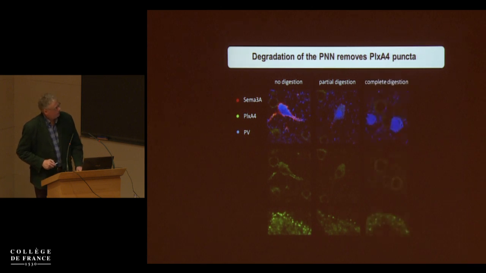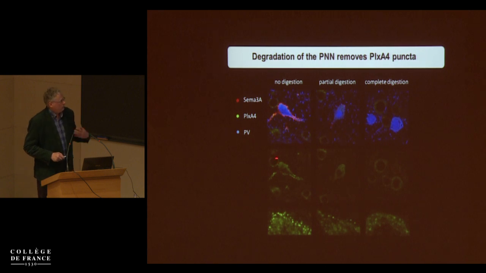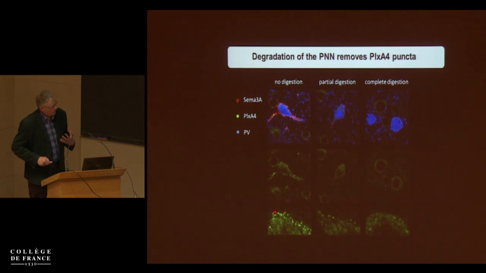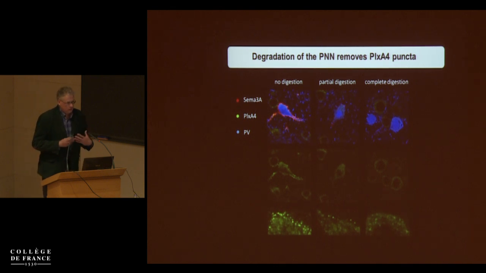And when you look at a complete digestion, semaphorin 3A is completely gone, but the plexin puncta and plexin protein appear to have been moved inside the cell. So apparently the net is necessary to keep plexin A4 at the membrane of the BV cell. Somehow the recruitment of this receptor to the membrane is dependent on the perineuronal net.